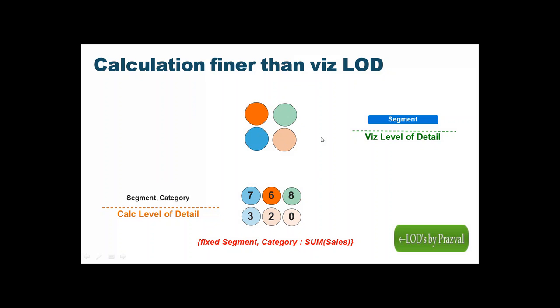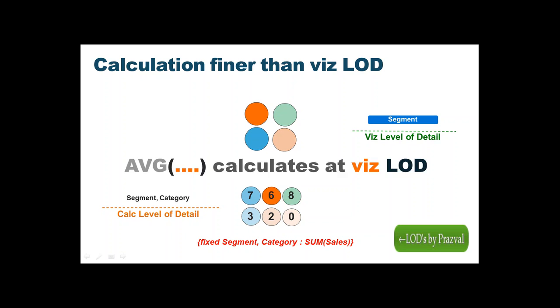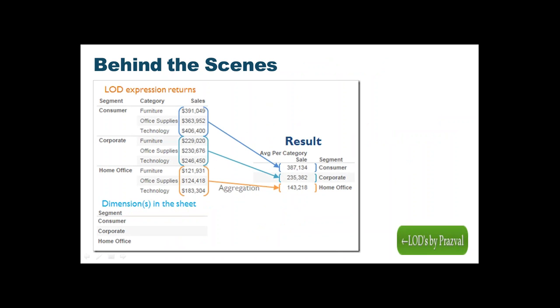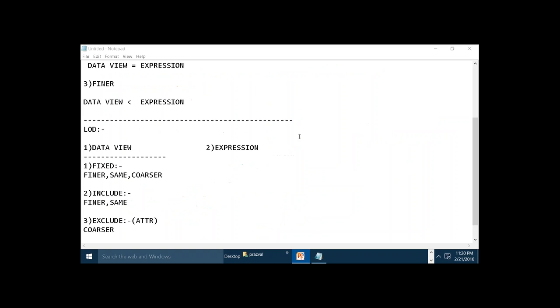Here I am taking average. It depends on the aggregation we take. Tableau will take the average of these two, 7 plus 3 by 2, and again the average of these two, 2 plus 0 by 2, then 6 and 8. In this way the finer LOD will work.